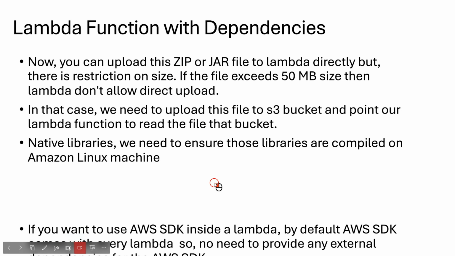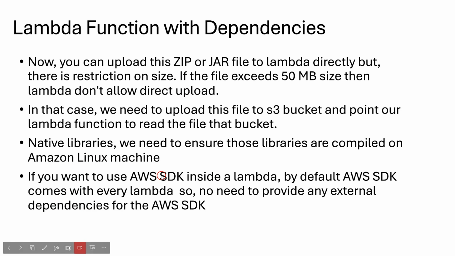Moving on to the next point. If you want to use the AWS SDK inside a Lambda, by default the AWS SDK comes with every Lambda, so no need to provide any external dependencies for it. One good news is that since Lambda is inside AWS, these AWS SDKs usually come with the runtime you selected. But if you find that any particular AWS SDK is missing in your code, then you can define it in your dependencies. Otherwise, no need to define AWS SDKs.